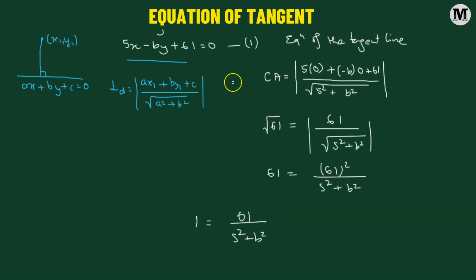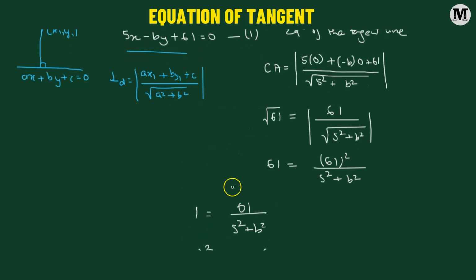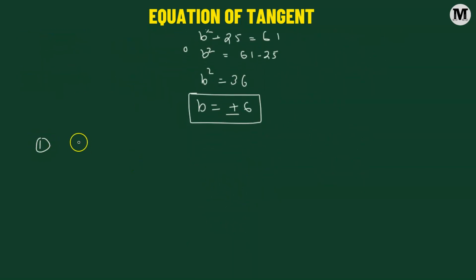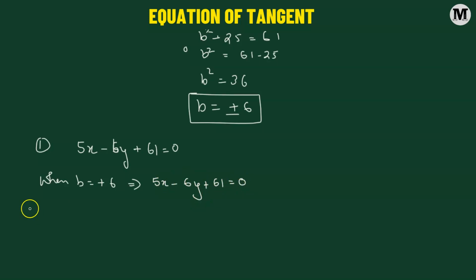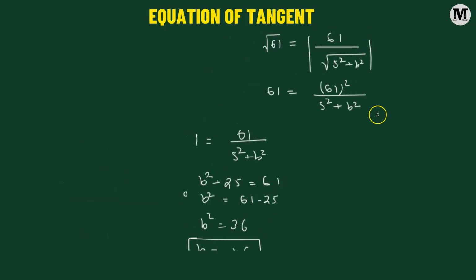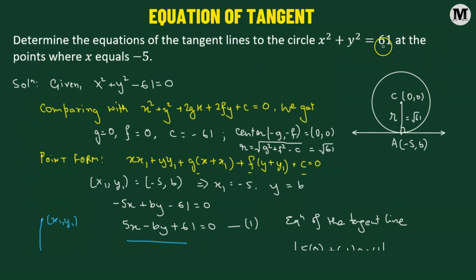Now that we have the value of b, we can substitute this into our equation number 1. So equation number 1 is 5x minus b times y plus 61 equals to 0. So when we consider the b value to be equal to positive 6, then 5x minus 6y plus 61 equals to 0. And when we consider b to be negative 6, then we get the other equation, 5x plus 6y plus 61 equals to 0. So these are the two equations of the tangent to the circle x squared plus y squared equals 61 at the point where the x value equals negative 5.